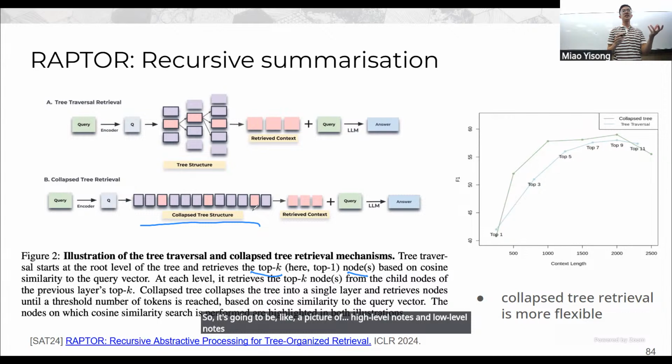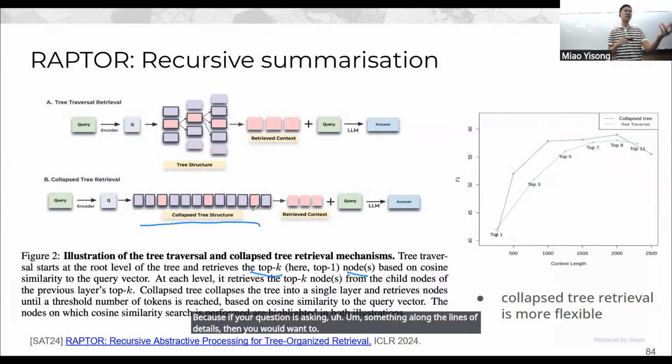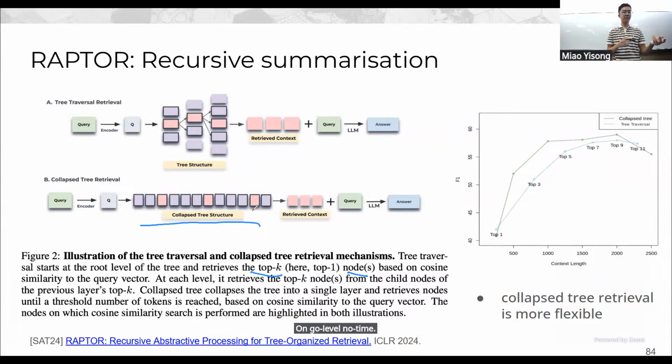But perhaps this is more flexible, because if your question is asking something which is more on the lines of details, then you will want to retrieve more low level nodes, and vice versa. So these are different ways that they explored to traverse the tree, and due to this flexibility, collapse tree retrieval is better than certain other approaches.